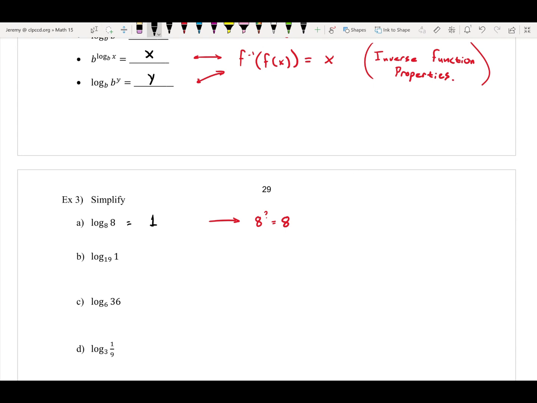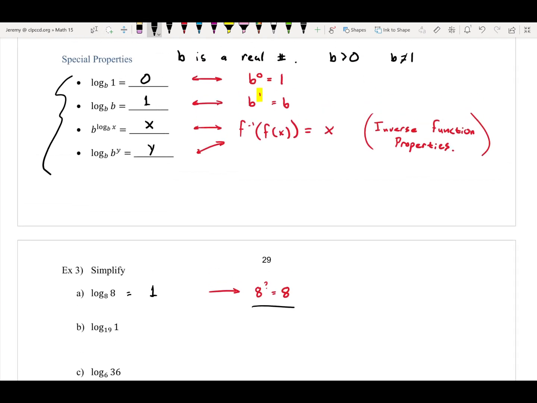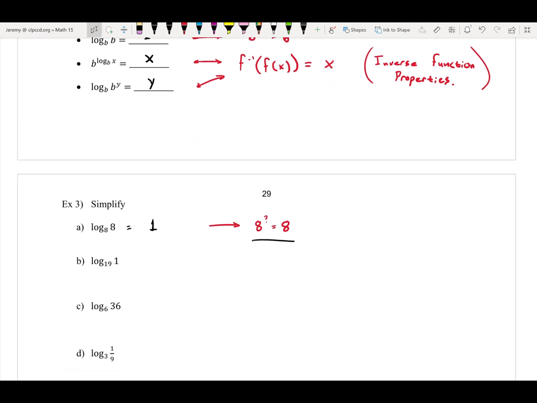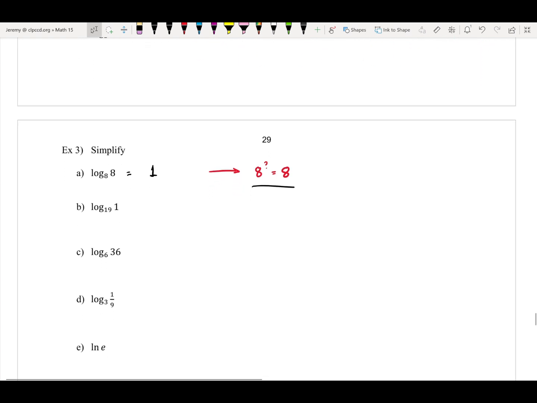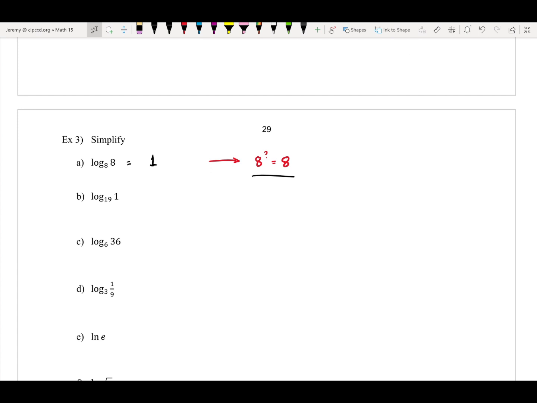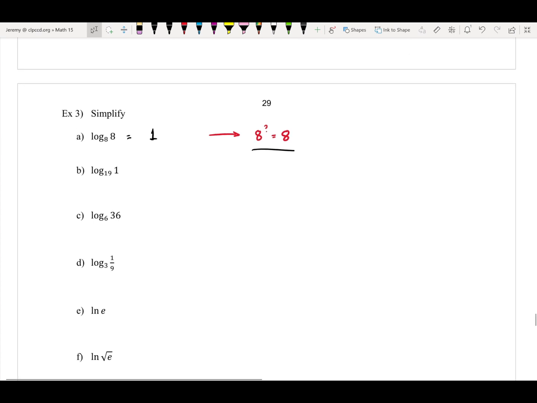All right, but I still draw out the exponential form of the equation just because I never memorize these. I don't memorize this kind of stuff. I just try to have a procedure, kind of a mental procedure that I can go through to figure out what this logarithmic expression is equal to. And that procedure is converting it to exponential form.